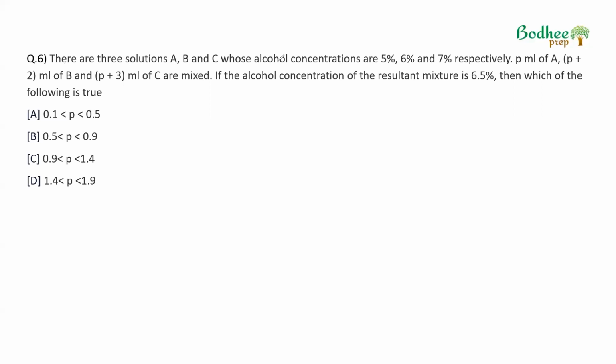Question 6 is, there are 3 solutions A, B, C with concentrations 5, 6 and 7%. P mL of A, P plus 2 of B, P plus 3 of C are mixed. If the alcohol concentration in the resultant mixture is 6.5%, which of the following is true? All we have to do here is equate the overall amount of alcohol in the 3 solutions and in the mixture. So we are adding A plus B plus C to get the total mixture. Now A has 5% of P as alcohol.